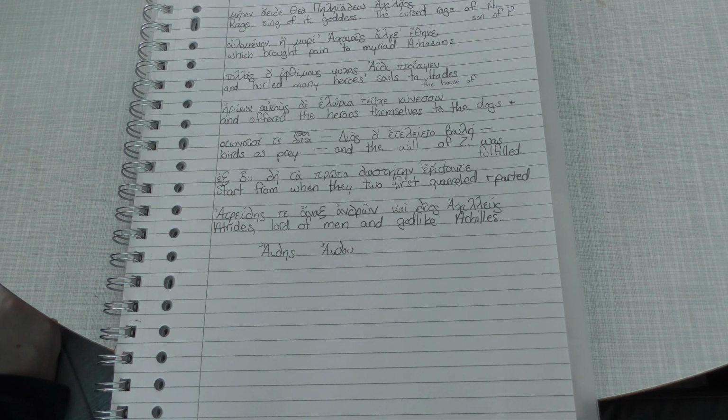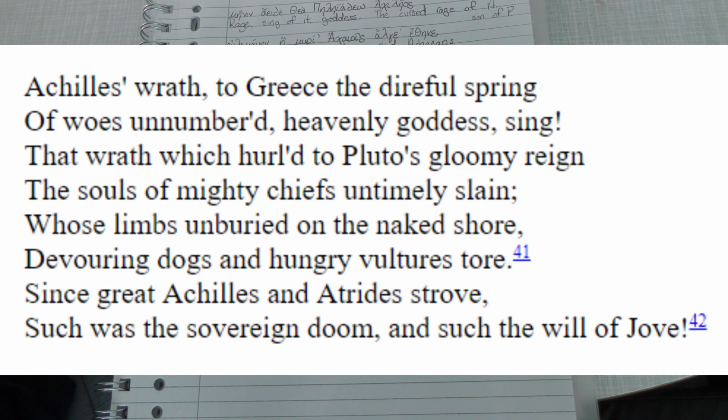And here's one of those older rhyming translations that I mentioned. This is Alexander Pope's. Achilles' wrath to Greece the direful spring of woes unnumbered, heavenly goddess, sing. That wrath which hurled to Pluto's gloomy reign the souls of mighty chiefs untimely slain, whose limbs unburied on the naked shore devouring dogs and hungry vultures tore. Since great Achilles and Atrides strove, such was the sovereign doom, and such the will of Jove.